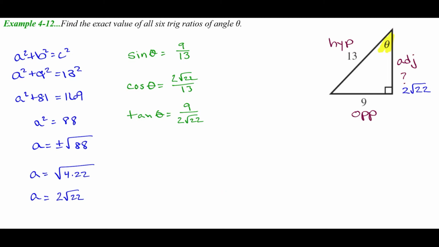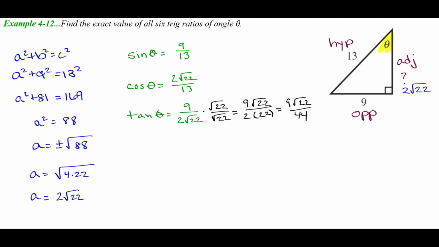Just a quick review, if you are asked to rationalize, if we have a radical in the denominator, we're going to multiply the numerator and the denominator by that value. So in this case, we're going to get 9 radical 22 over 2, and then radical 22 times radical 22 is going to give me 22. So we're going to get 9 radical 22 over 44. Again, simplify if possible, but we can't, so we're just going to leave it at that.